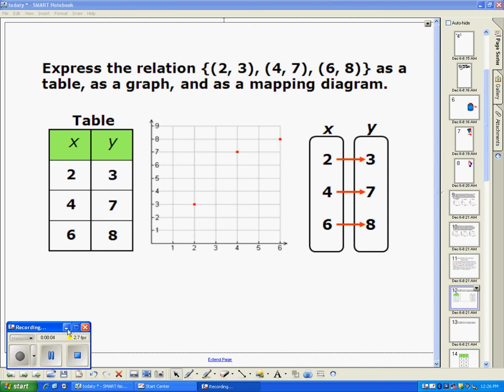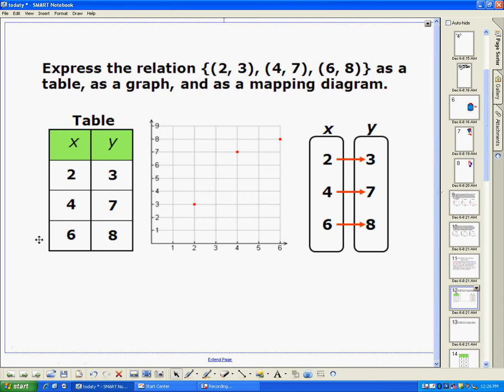Data is information, and there are all sorts of ways that you can display data. But we're going to talk about three ways today. And those three ways are as a table, a graph, and as a mapping diagram. So in this table, you've got your x and your y values, which also serve as your coordinate points here on the graph or on the coordinate plane.